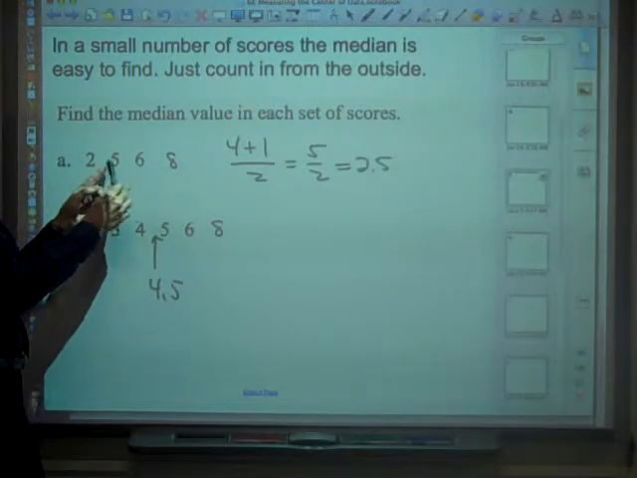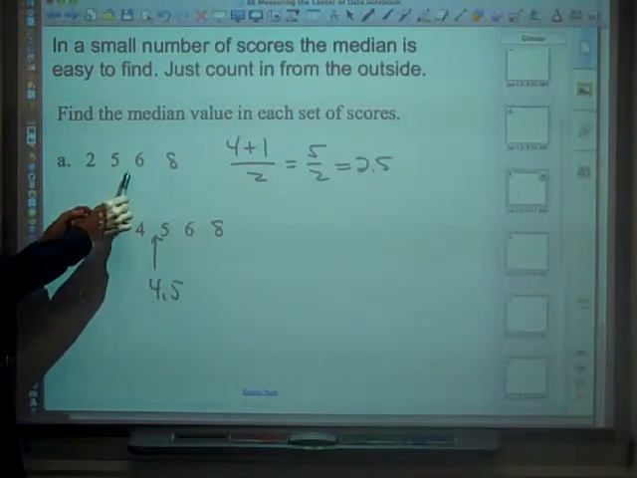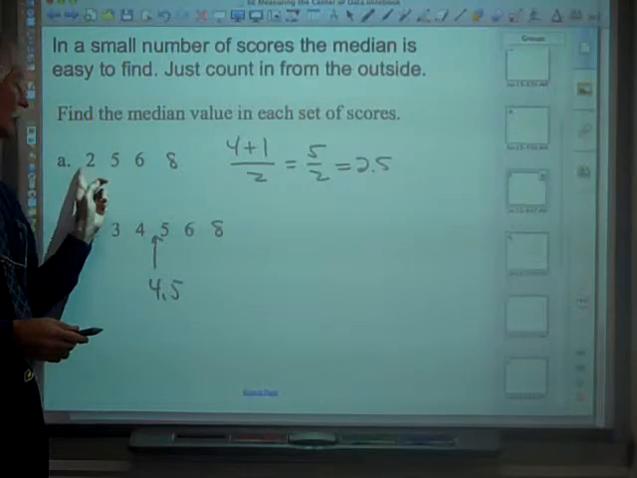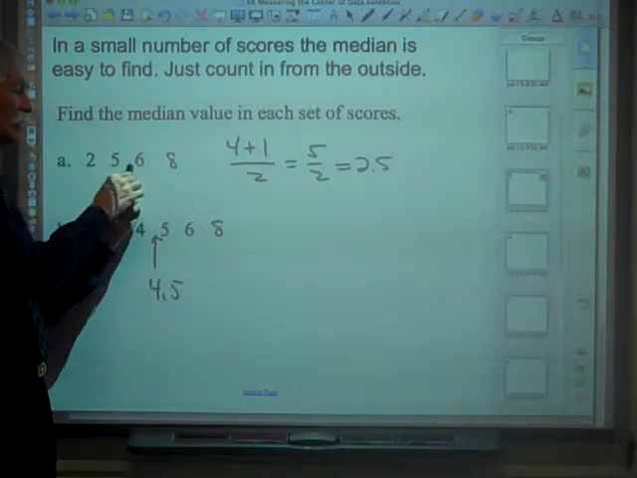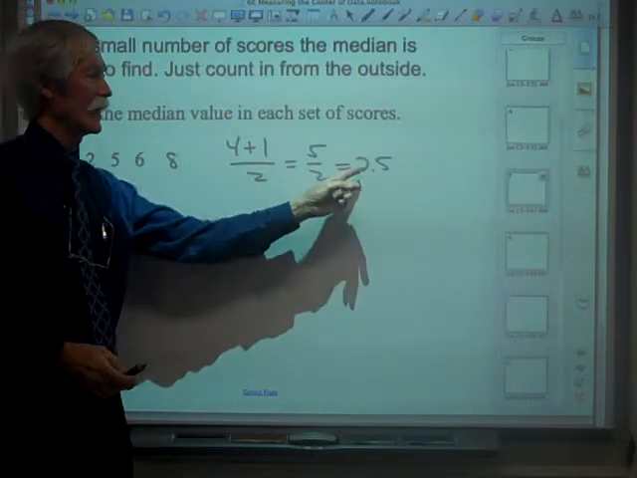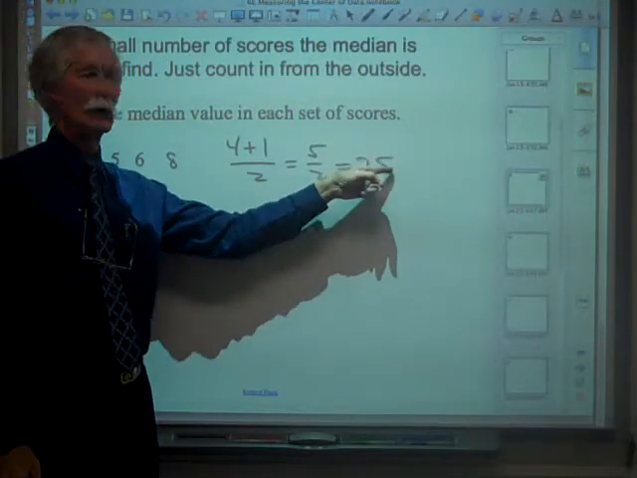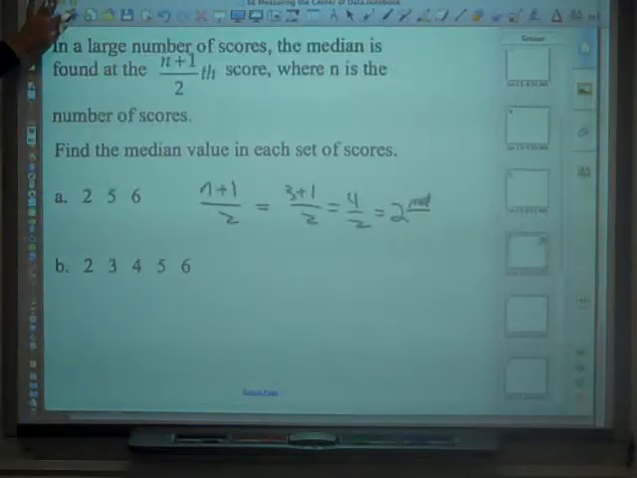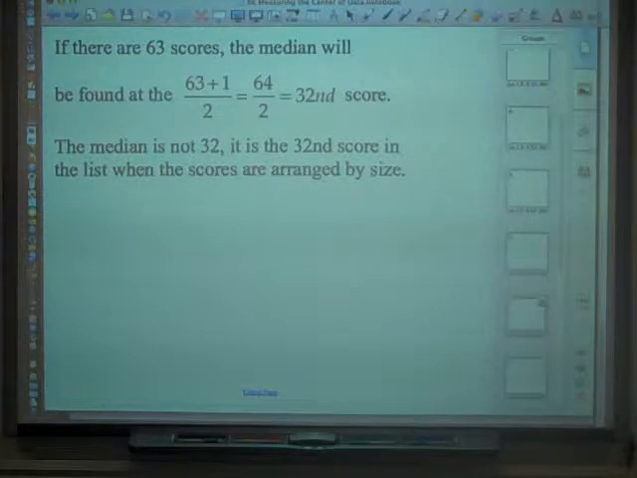Where is the 2.5 score? There's 2 and there's 3. The 2.5 score would be the guy in the middle of 2 and 3. So this formula still works for an even number of scores in this messy situation. But you have to realize that that means you're looking for the 2.5 score, which means the one between the second and the third score.